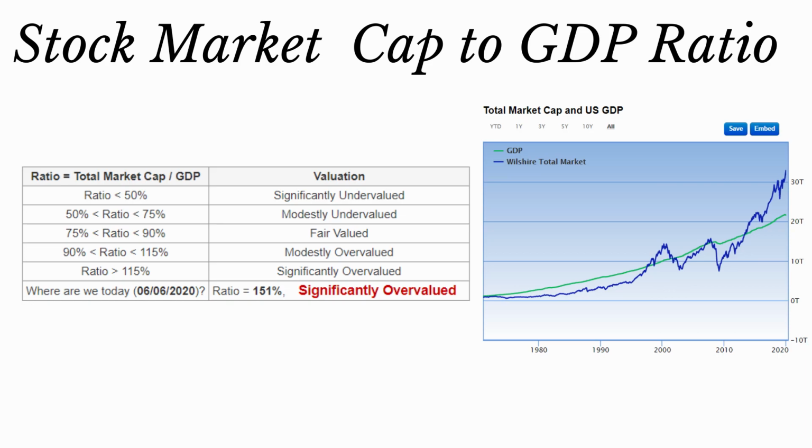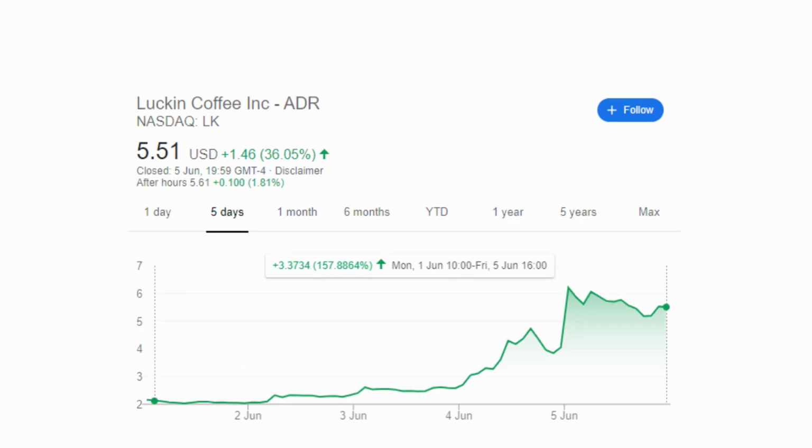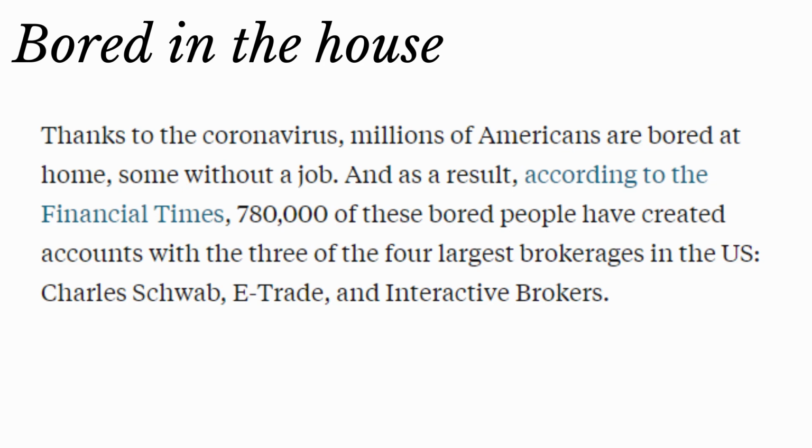So as of today, the ratio is at about 150%, which means that the market, according to that measure, is significantly overvalued. If we take a look at those two things, we can see that the market is overvalued. Also, if we take a look at how people are acting in the market right now, at really bad companies achieving huge returns, we can see that the market is kind of being irrational right now, which I think everyone can agree on.